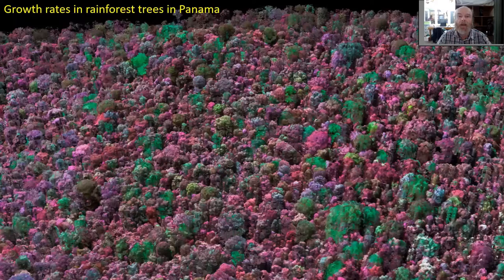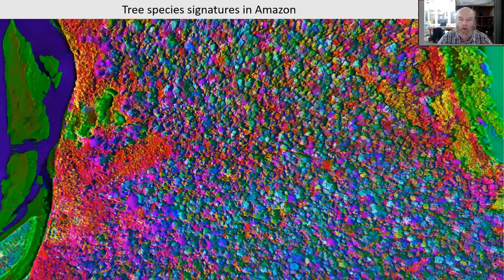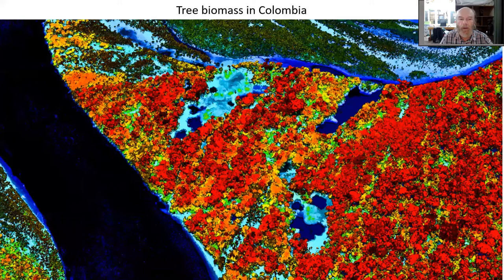These are some of their images. These are, of course, artificial colors showing growth rates in trees in Panama. This is tree species signatures. So that's an attempt to look at the spectral profiles and associate them with local species of trees. And this is the evaluation of tree biomass in Colombian forest. Okay, now back to the earth.